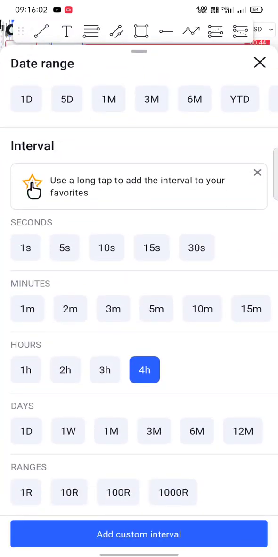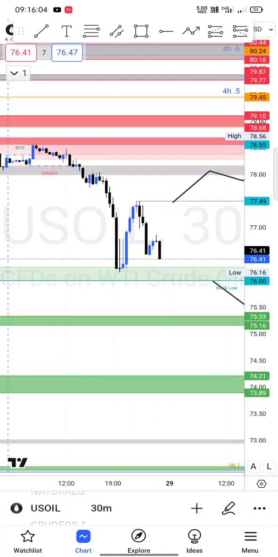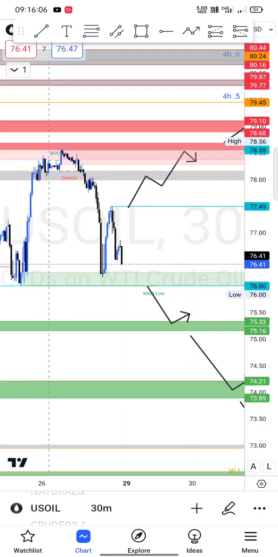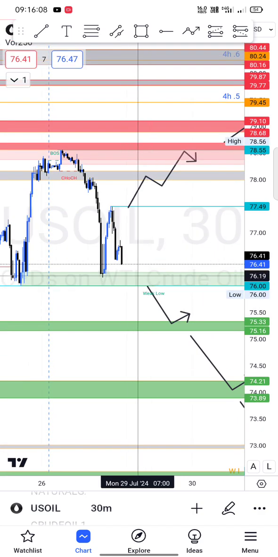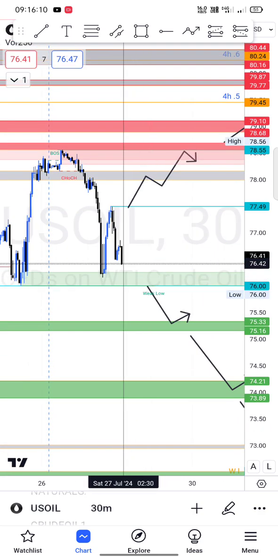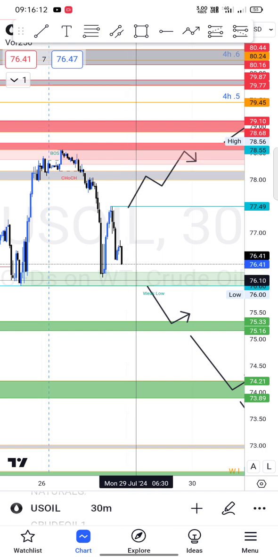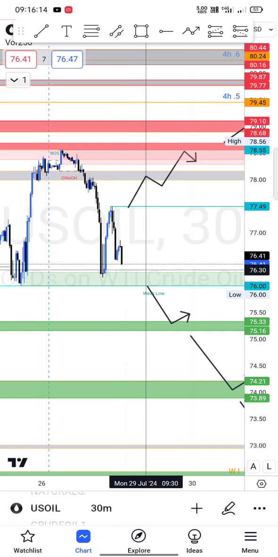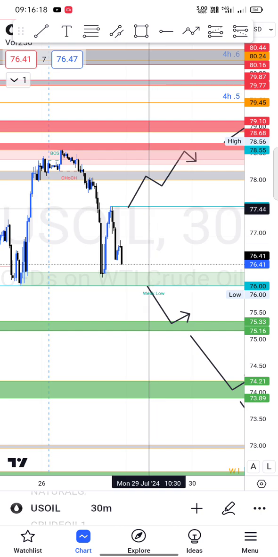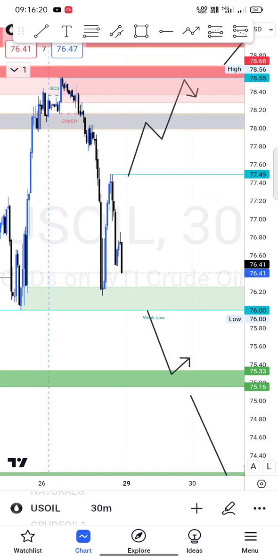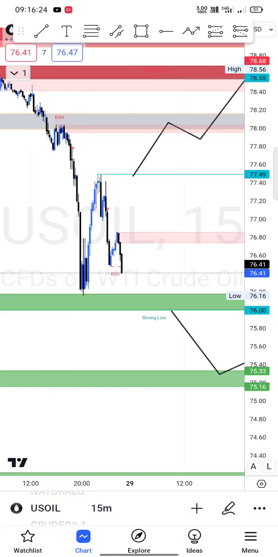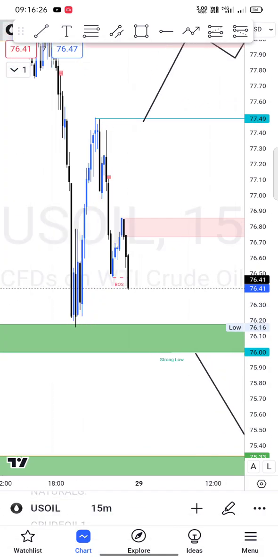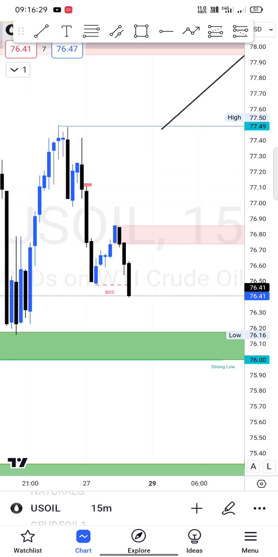In 30 minutes, we did not know. You can see here this is support area, but market closed above support area. If the market goes down, take any buy entry confirmation, take buy entry here. Target is here. If the market upside, let's see. Okay, so 30 minutes time frame.